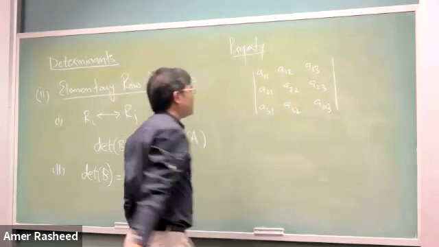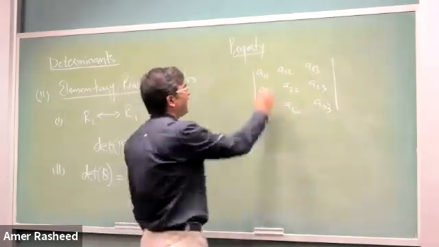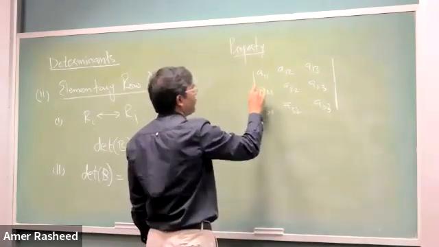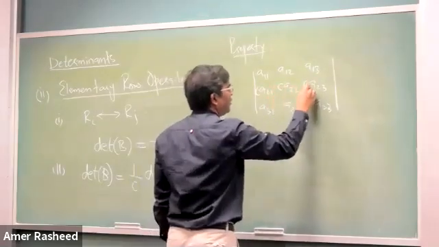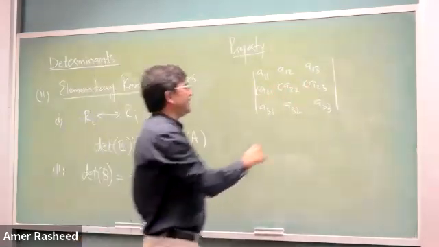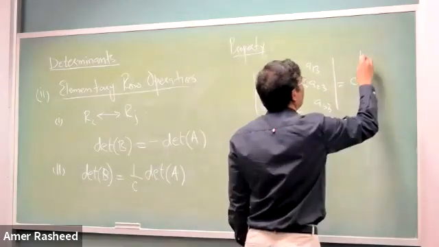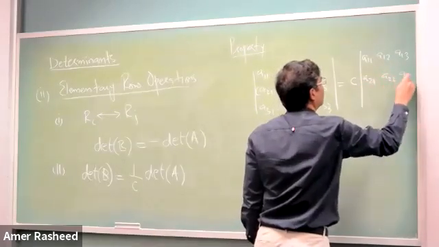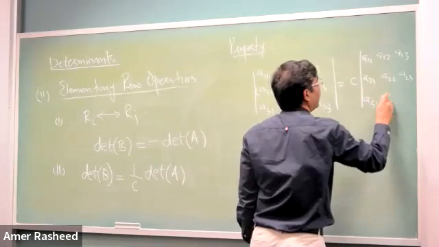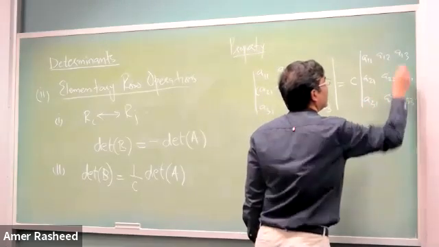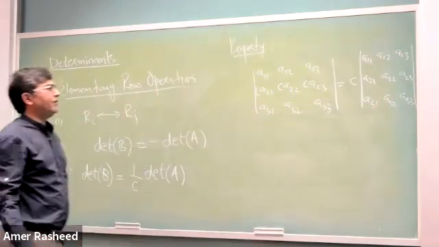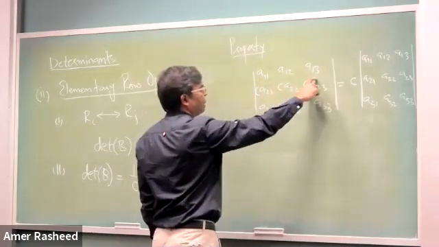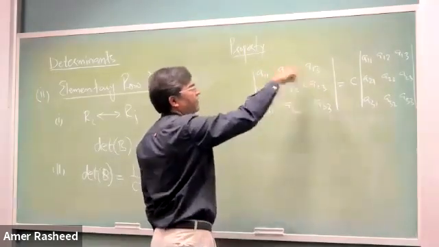Okay. Now, if you multiply any row of this determinant, for example, I'm going to multiply this row with some constant C. Okay, only this row. Then this is equal to C times A11, A12, A13, A21, A22, A23, and A31, A32, and A33. Okay. So this is a property of a determinant. You can take common any constant from any particular row from a determinant of a matrix.